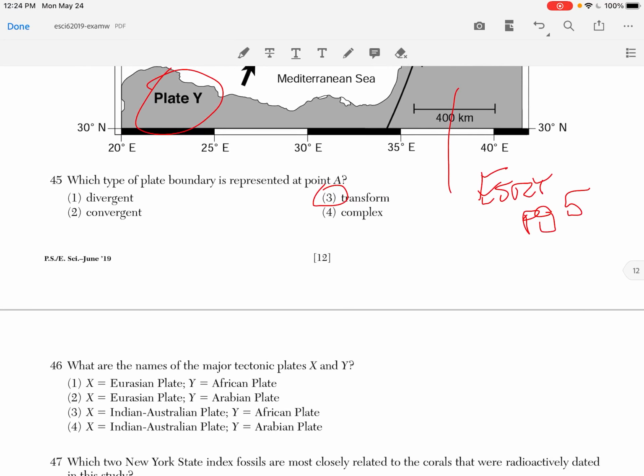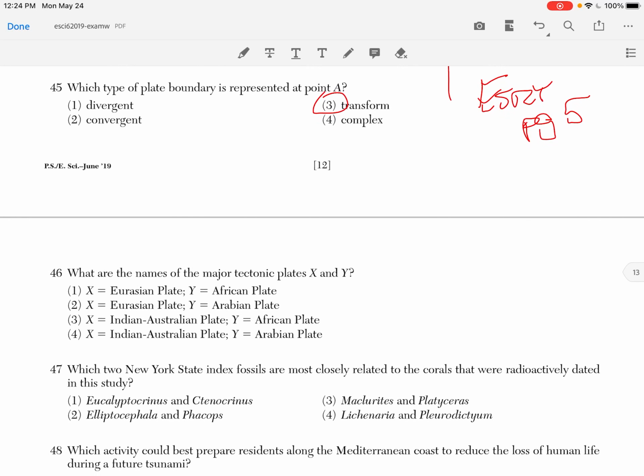So if we go back to question 46, the answer has got to be number 1, Eurasian plate for X, African plate for Y. Be careful. A lot of people picked number 2 just because they saw Arabian on their reference table and they immediately jumped to that. So just be careful with that one.